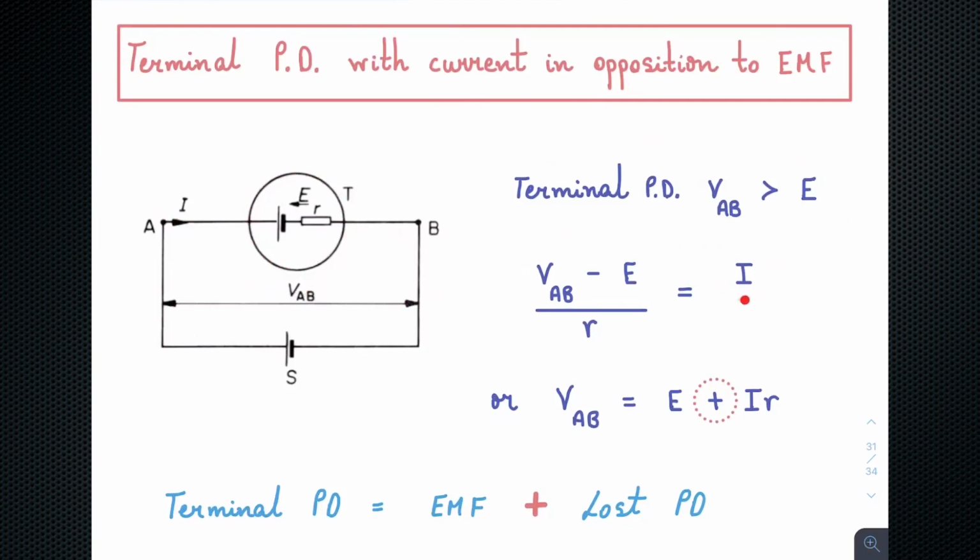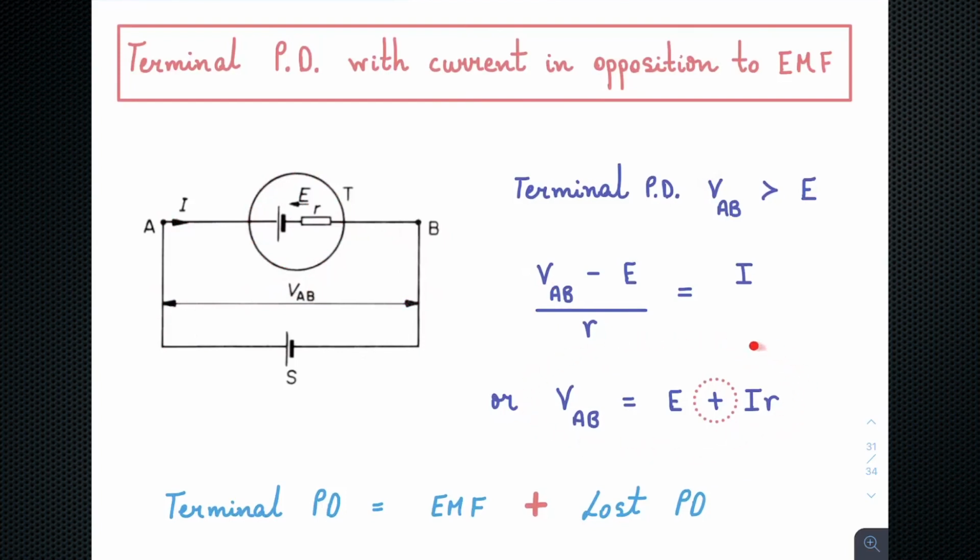And hence, to find the current flow, it is the net EMF, the resultant EMF, VAB minus E, the difference between these two, divided by the total resistance, which is small r. The total resistance is the internal resistance of battery T. So we get this equation, the current is VAB minus E, the net EMF, divided by the internal resistance r. And if we arrange, we get VAB is equal to E plus Ir.